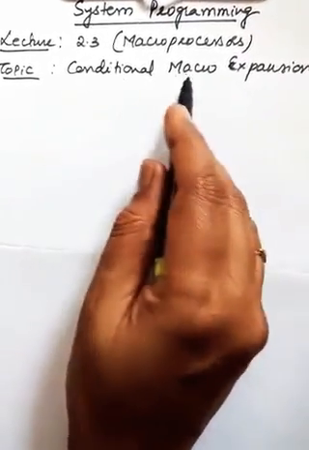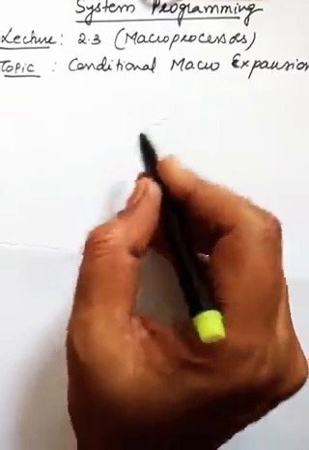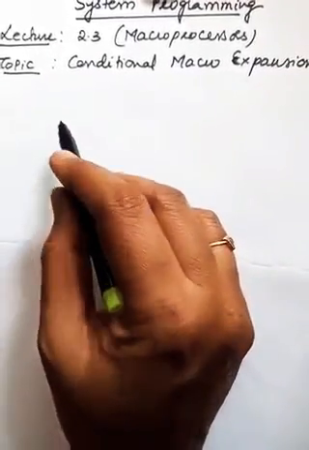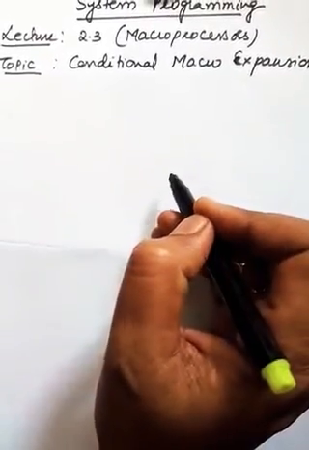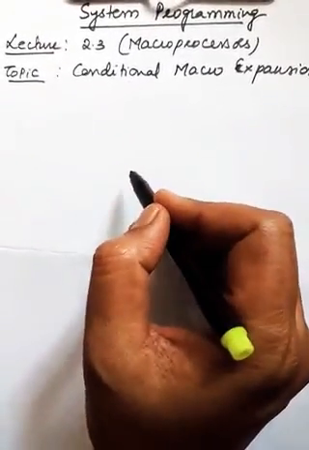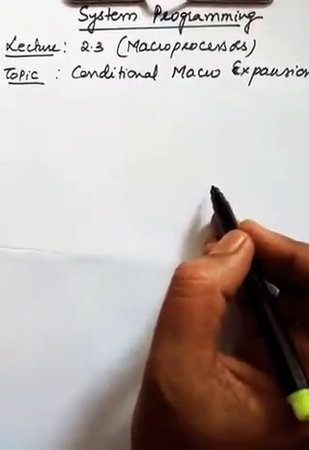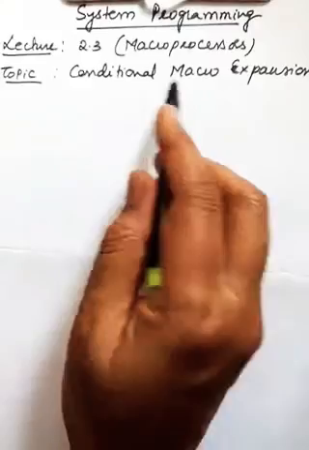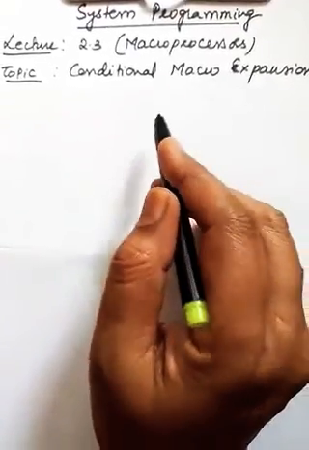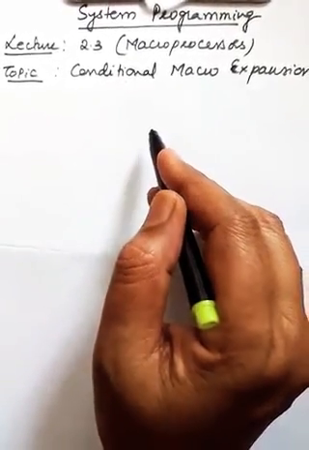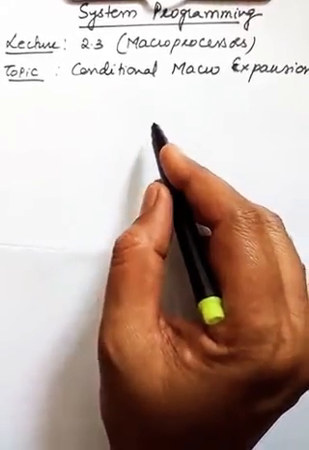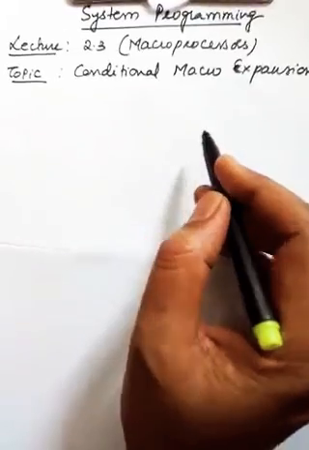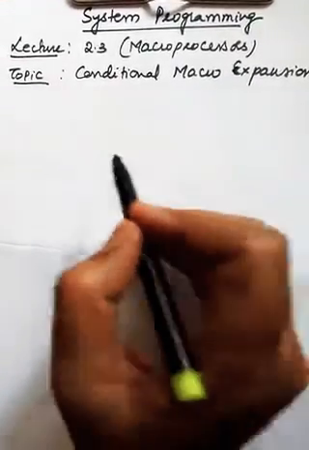Conditional macro expansion means that while expanding a macro call, instead of having all the instructions in the macro definition, only a few instructions can be selected to be present in the expanded code. That is, the programmer selects only a few statements from the macro definition to be present in the expanded code. So how is it achieved?